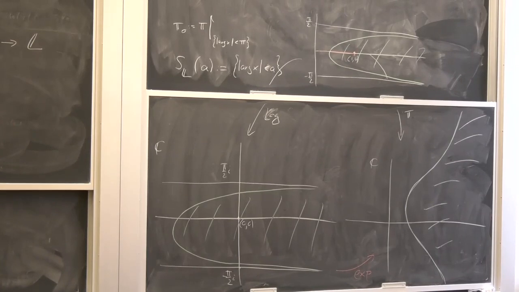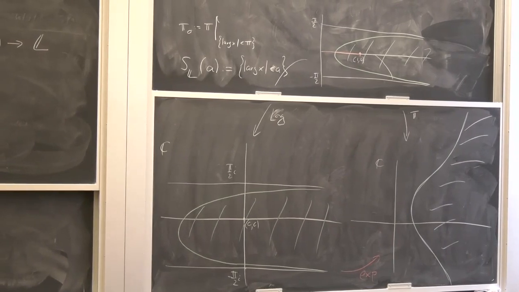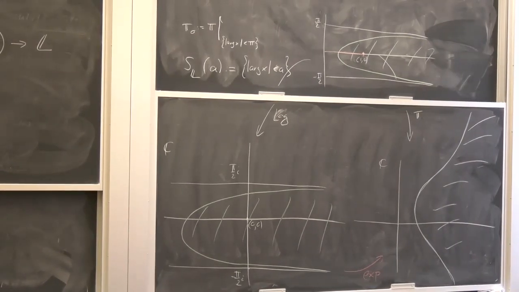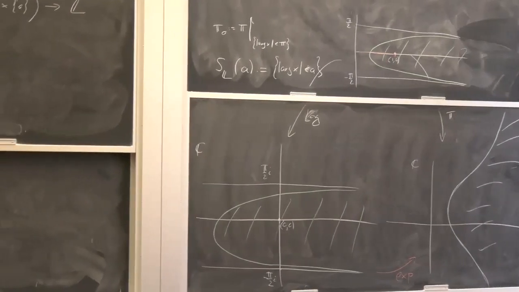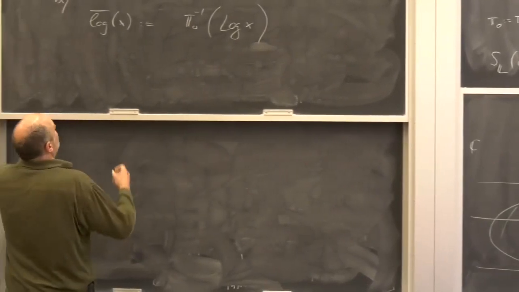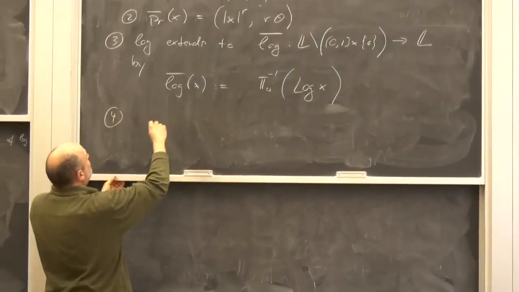Okay, but it is injective, for example. This is an injective map. Log is injective, and pi zero inverse is injective, so it's injective. Now from that, of course, we get the extension of x plus the inverse of this thing.